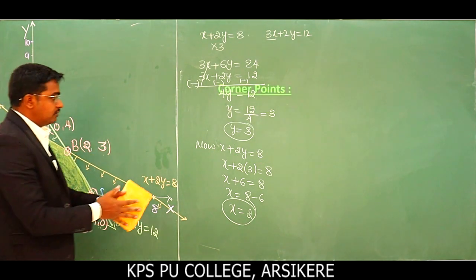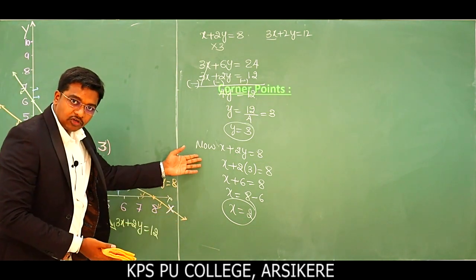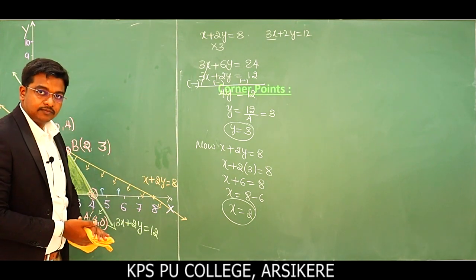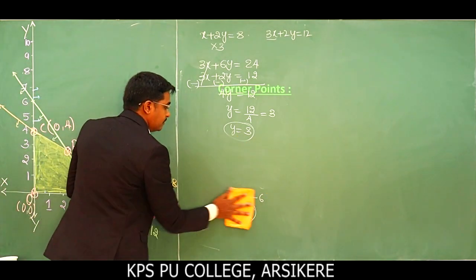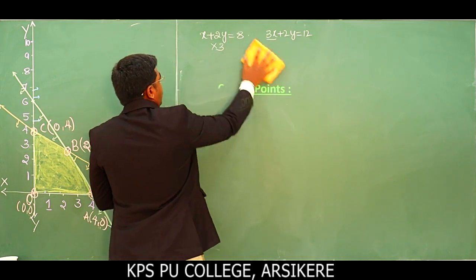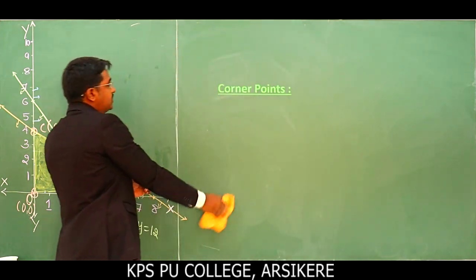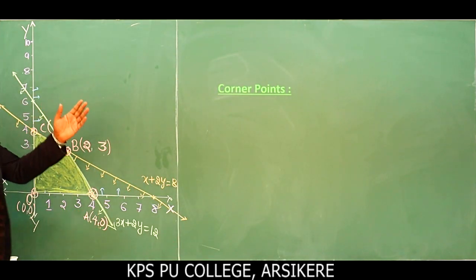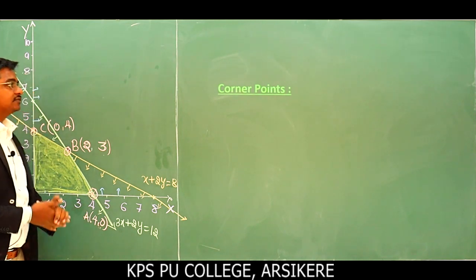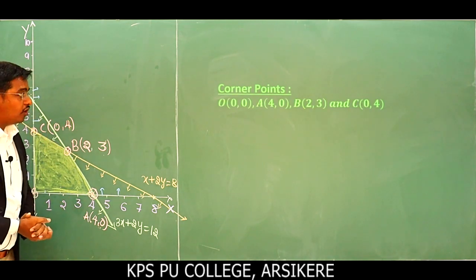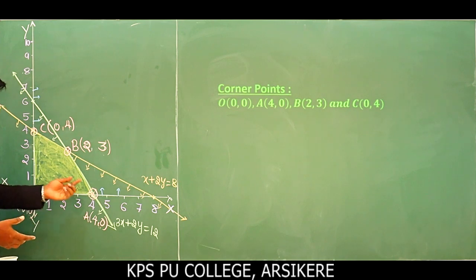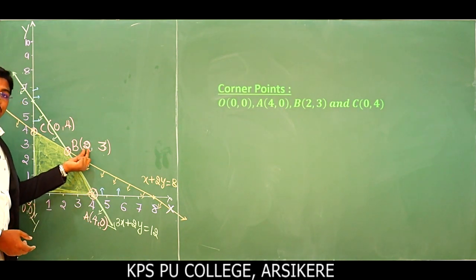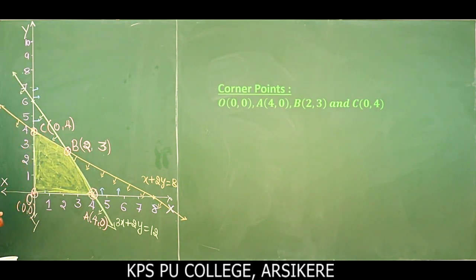Okay, so I'll rub this one. Pause and write it down. After this one, what is next? Corner points. What are the corner points? Next. O of 0, 0, A of 4, 0, B of 2, 3 and C of 0, 4.